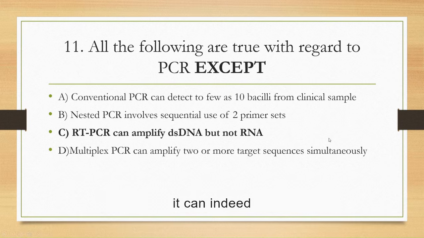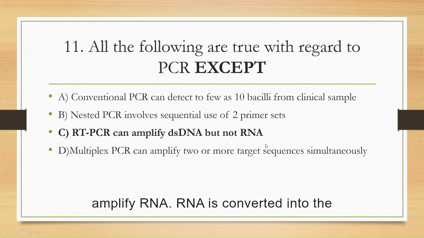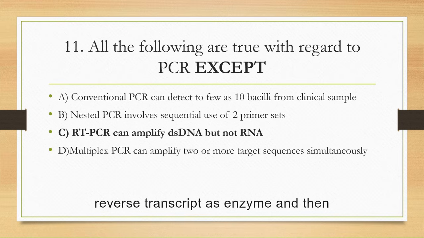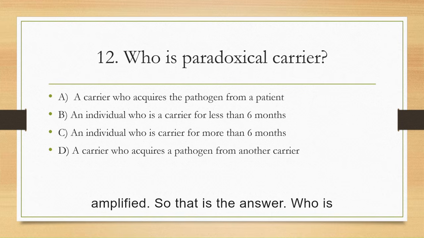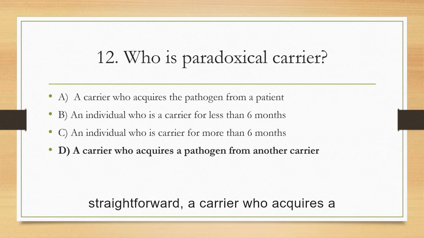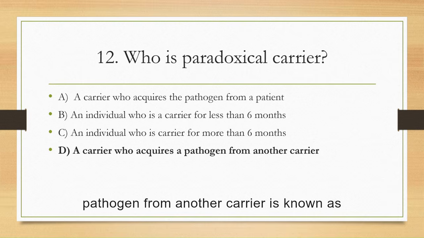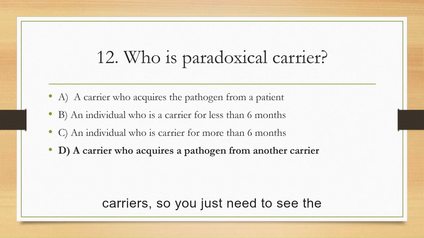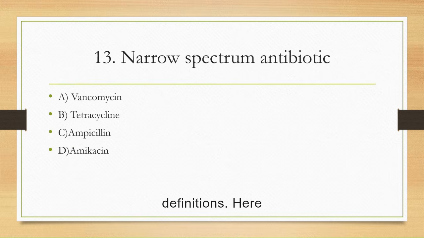So it can indeed amplify RNA. RNA is converted into the complementary DNA using reverse transcriptase enzyme and then amplified. So that is the answer. Who is a paradoxical carrier? Again, straightforward. A carrier who acquires a pathogen from another carrier is known as a paradoxical carrier. So these are frequently asked questions about the carriers. So you just need to see the definitions.